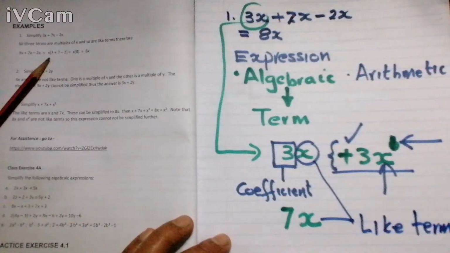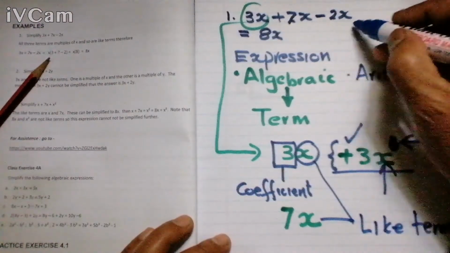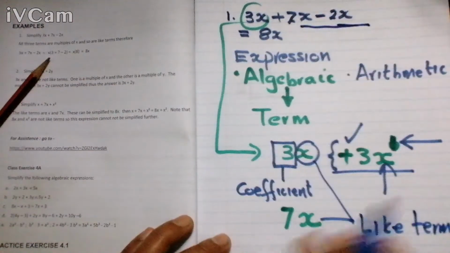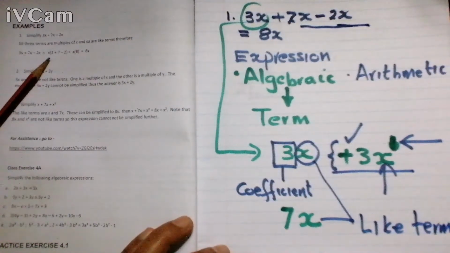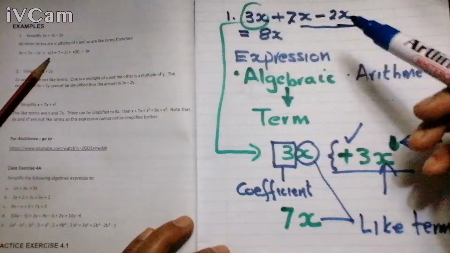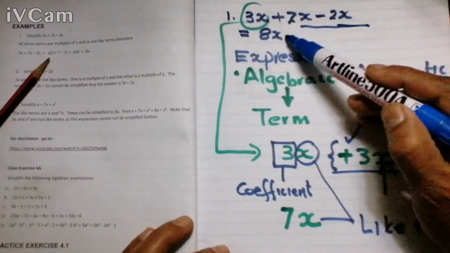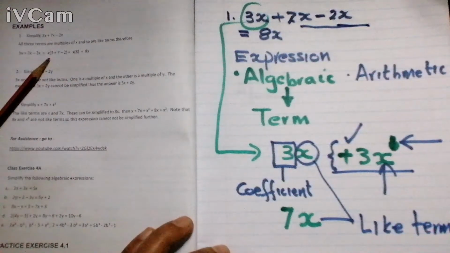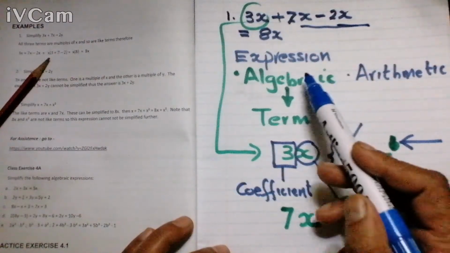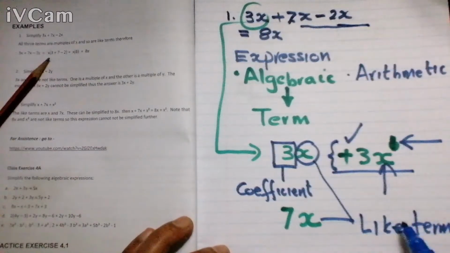And when you have like terms, we can now simplify like terms in an expression. This is the expression here. We can simplify like terms in an expression by adding and subtracting like terms. Therefore, when we did this here, we added like terms and we subtracted that to give us that. So in an algebraic expression, you can add and subtract like terms.